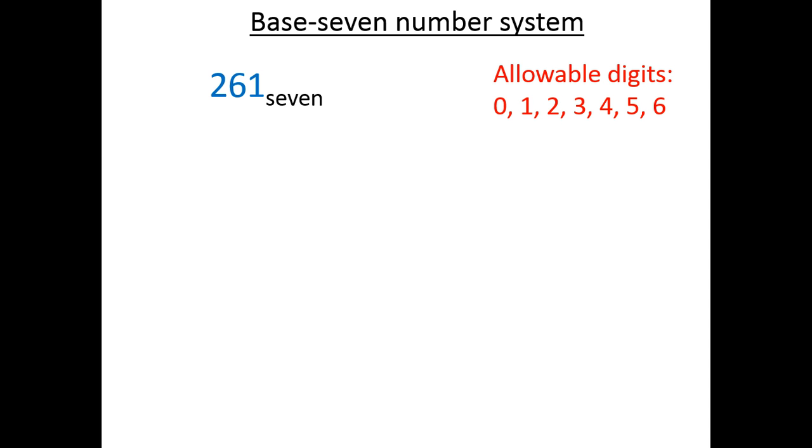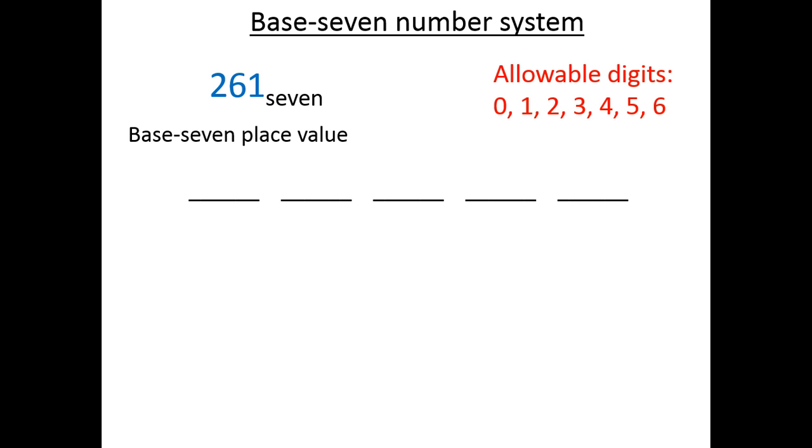How about a base 7 number system? The allowable digits in a base 7 number system would be 0, 1, 2, 3, 4, 5, and 6. 7 digits starting with 0. The number 7 to us is not in a base 7 number system. If we have this number, 261 base 7, and we want to determine what it would be in a base 10 number system, we're going to think about base 7 place value.